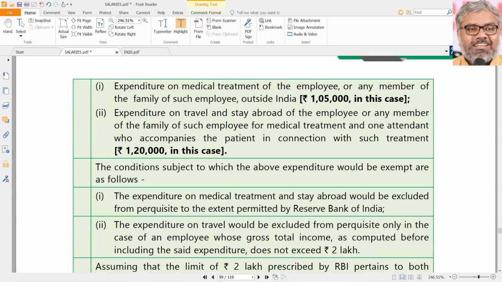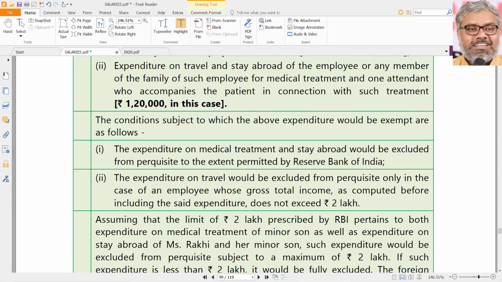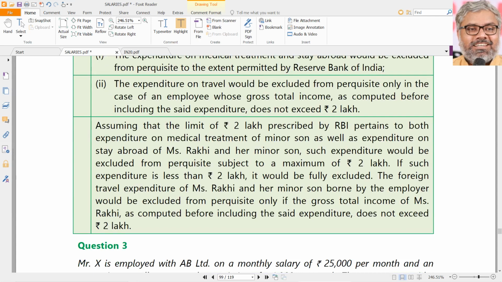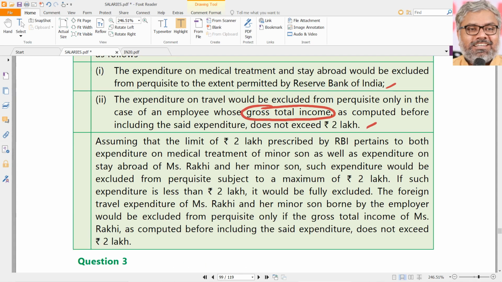Like expenditure on the medical treatment outside India, 1,05,000 rupees. And then 1,20,000 rupees is a travel expenditure and stay expenditure. So what is the condition there? All conditions are there. One, the RBI limit should not be exceeded. The second condition is that the gross total income of the assessee should not exceed 2 lakhs. We don't know that, there is no clarity in the question. So it is all about a grey question.